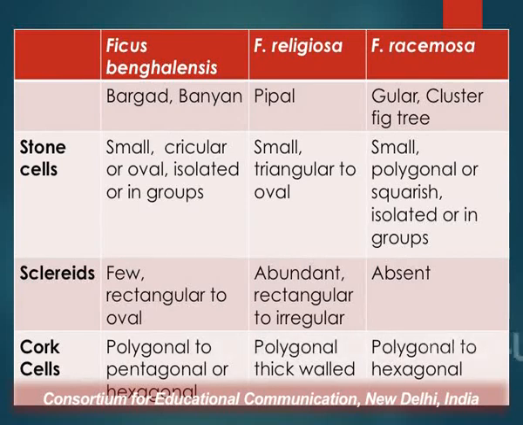Similarly, sclereids are few, rectangular to oval in case of bargad, whereas in case of peepal tree, these sclereids are abundant, rectangular to irregular in shape, whereas they are completely absent in case of gular tree. And in case of cork cells, bargad is having polygonal to pentagonal or hexagonal cork cells, whereas they are polygonal to thick walled in case of peepal tree, and polygonal to hexagonal in case of gular tree. So this is how the qualitative microscopic characters also help in differentiating the bark drugs.